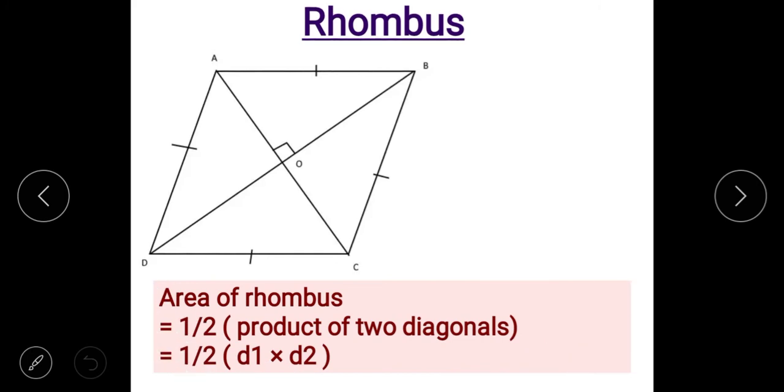Now the next shape is the rhombus. A rhombus is again a quadrilateral, but this is different. This is a type of parallelogram. As you have seen that a square is a special case of a rectangle, similarly a rhombus is a special case of a parallelogram. Opposite angles are equal.